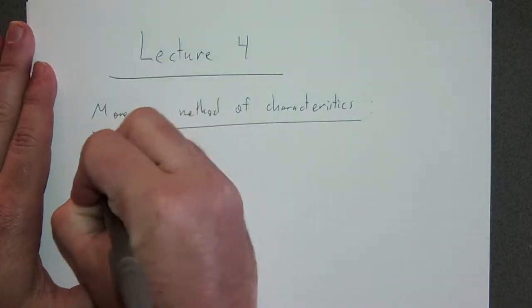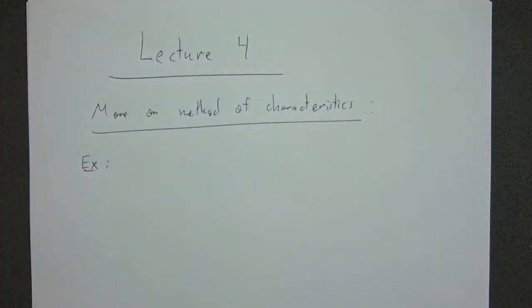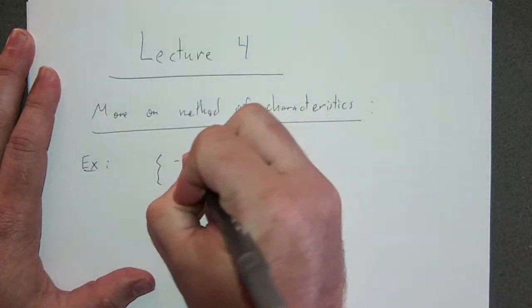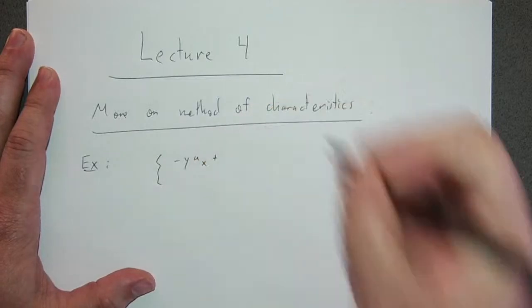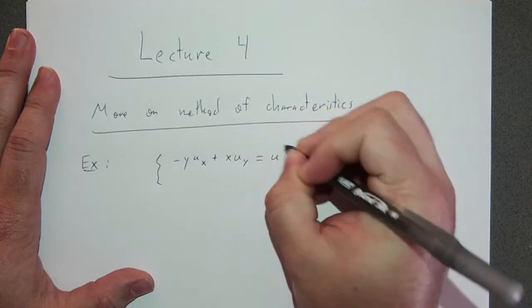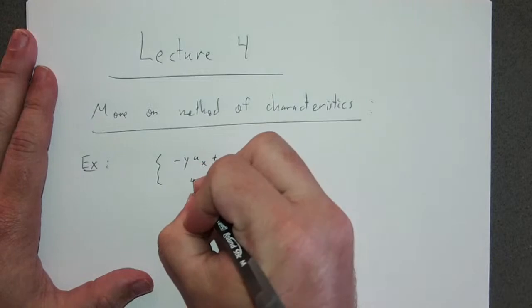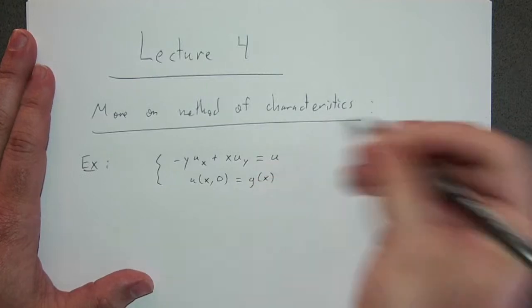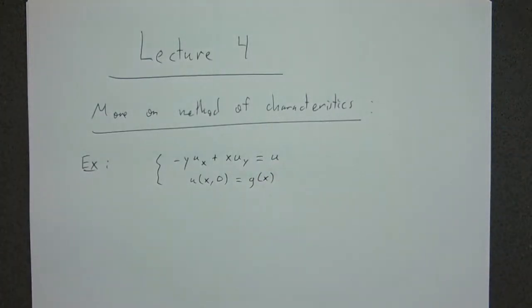So let's do the example as follows. Let's say we have the PDE minus y u sub x plus x u sub y is equal to u. And the auxiliary condition is, again, a specification on the y-axis of some data function g. Okay, so let's see how this goes here.